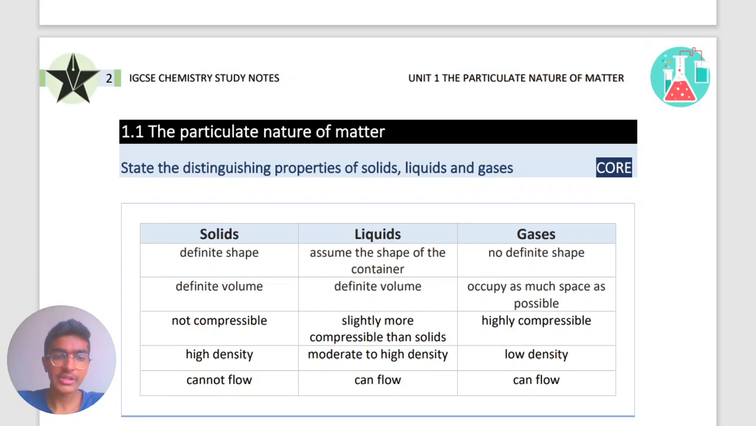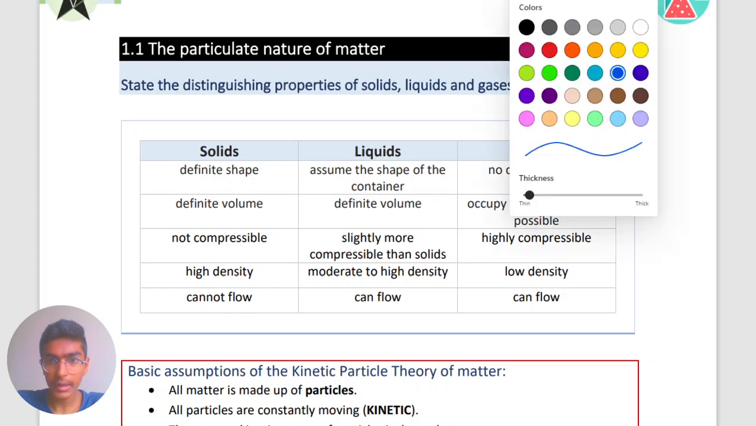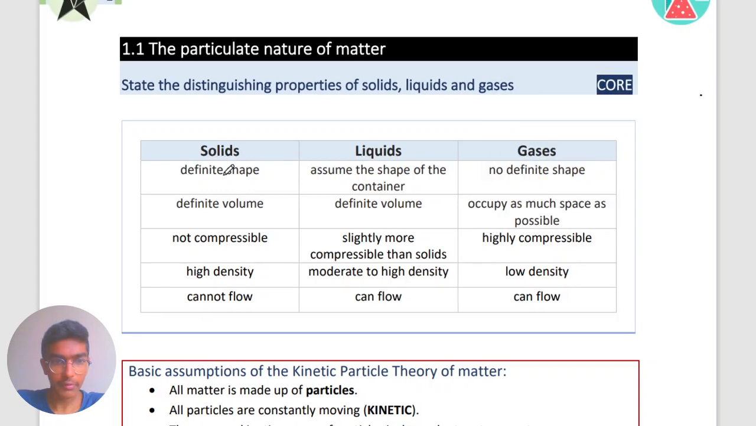So right here we have a table where we are given a solid. I'm just going to remove my pen tool. So here we have a solid, a liquid, and a gas. You need to know the properties of each of the following and how they differ from each other. For example, let's begin with solids.